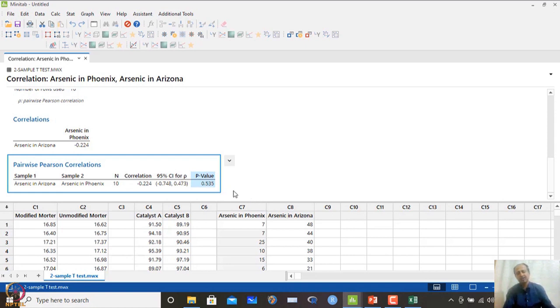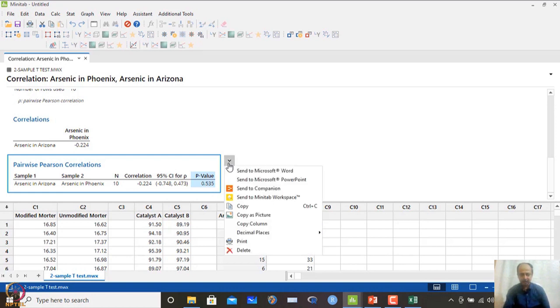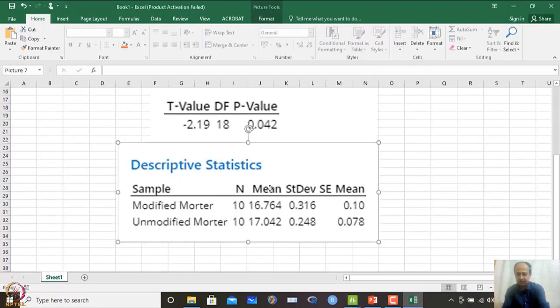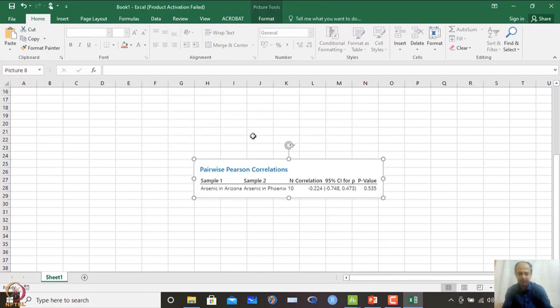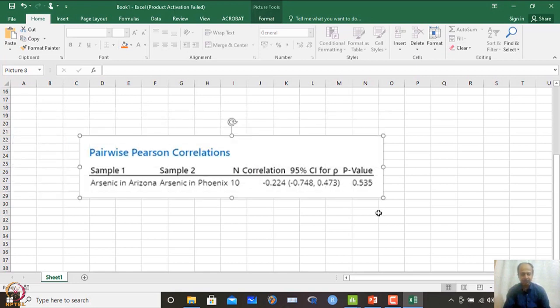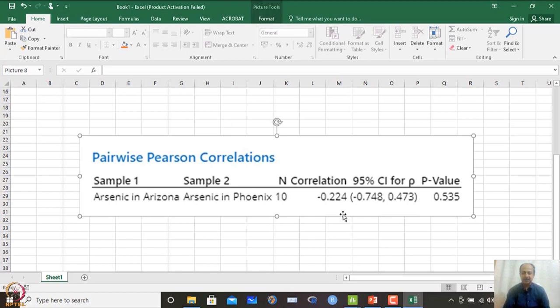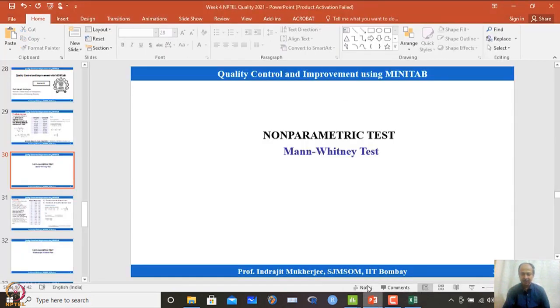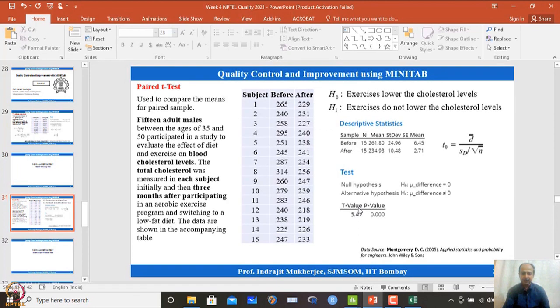I am not pasting it into our output, otherwise we can just confirm that one and paste it over here. If I remove this observation from here and look at the Arizona case and the pair, this Pearson correlation is coming out to be 0.535, and the p value is more than 0.05, so there is no significant correlation there. The correlation you can see is minus 0.24. Anything more than 0.7, I told you, should be significant, but here it is minus 0.24, so in this case it should not come out to be significant. That is what is reflected in the p value, 0.535, the value we are getting.